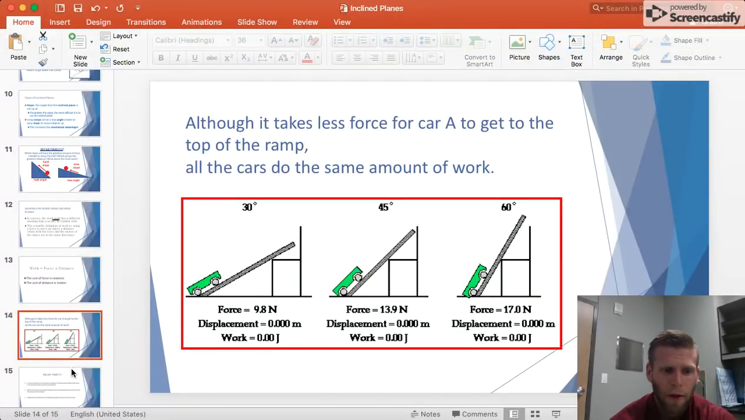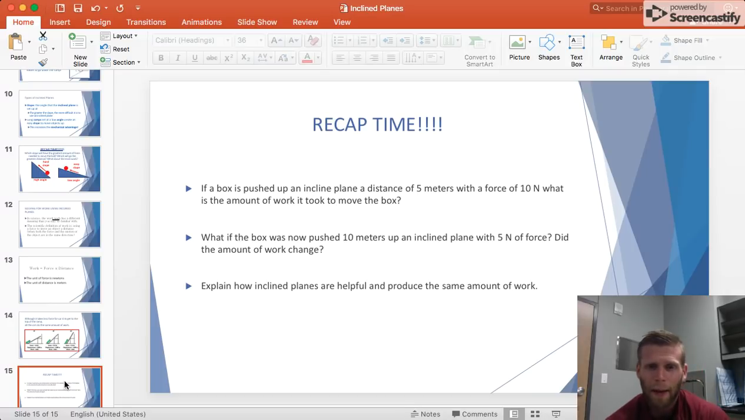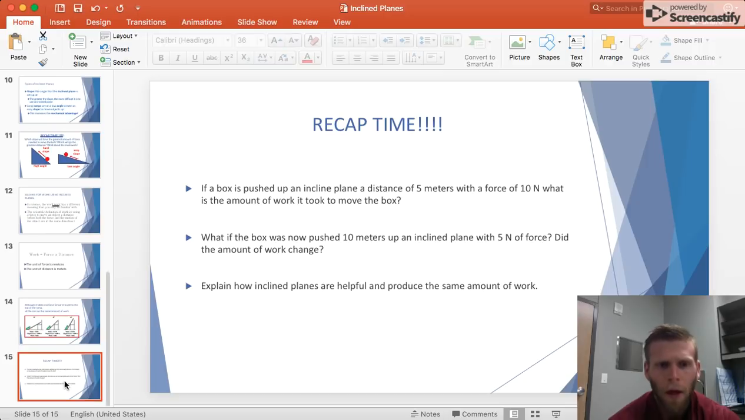All right. So recap time, and it's the last one, so it's our favorite one probably. If a box is pushed up an inclined plane a distance of 5 meters with a force of 10 newtons, what is the amount of work it took to move the box? So I'm pushing a box and I'm pushing it 5 meters, force of 10, get it there. Okay, how much work did I do in science work, not Rihanna?